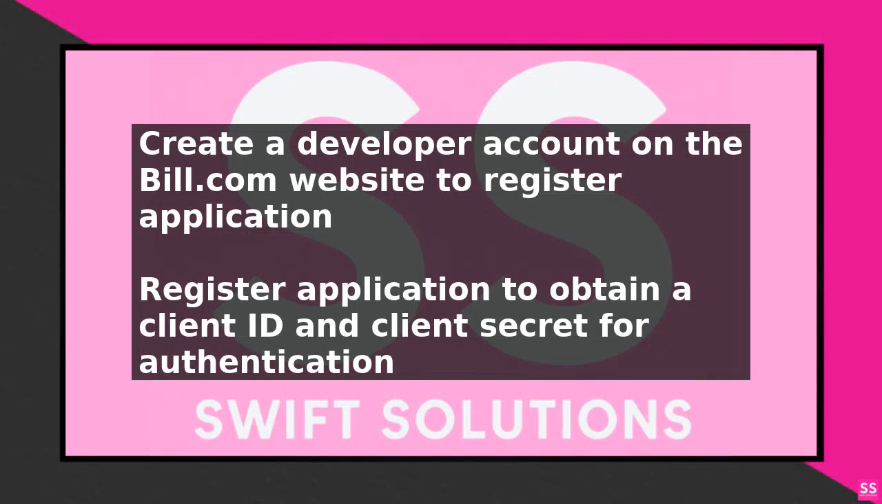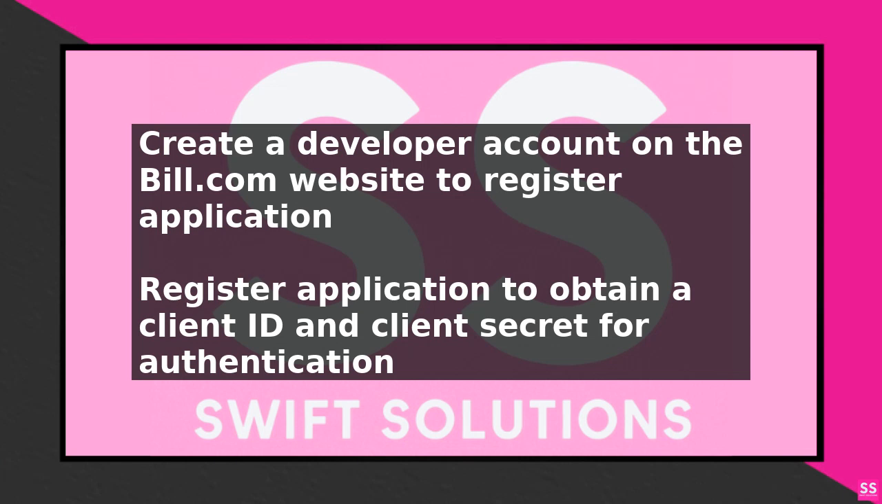To authenticate with Bill.com API events, you need to understand the basics of the Bill.com API and the authentication process. The Bill.com API uses OAuth 2.0 for authentication, which is an industry standard for secure authentication.